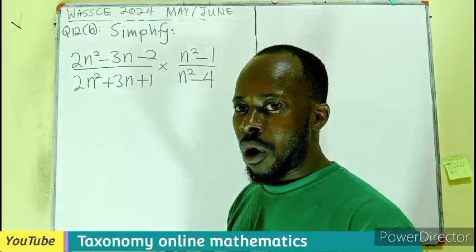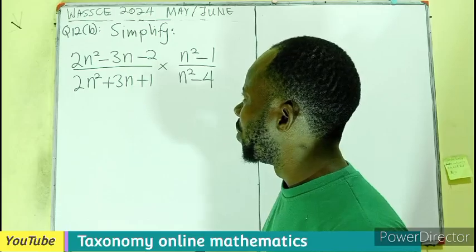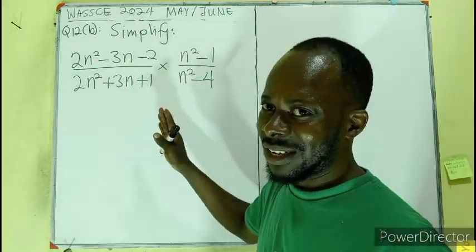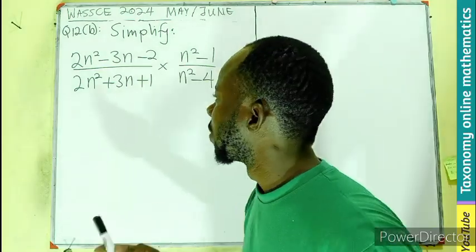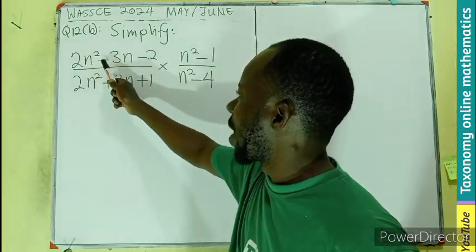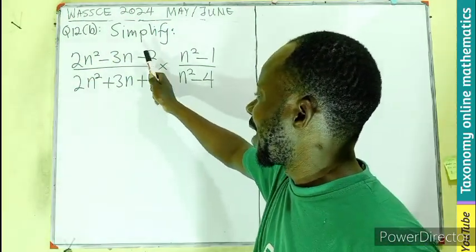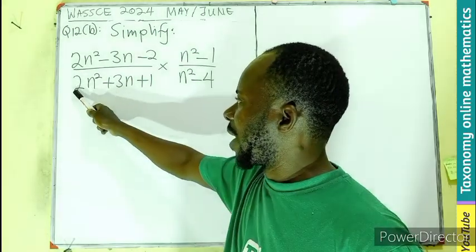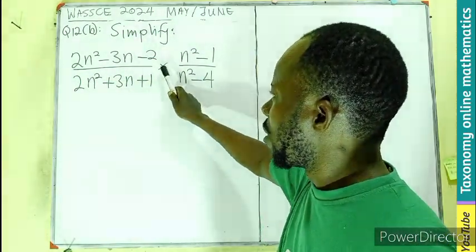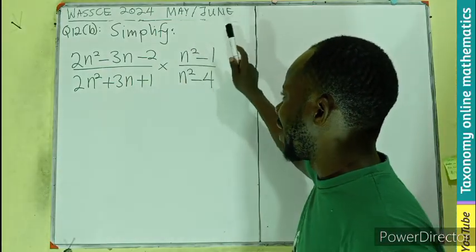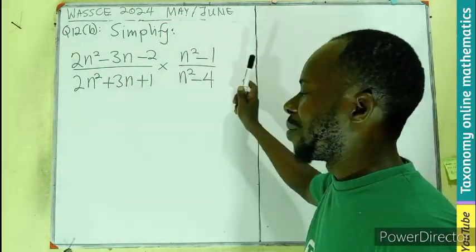The Nigerian core mathematics, question 12B. We have to simplify this. This is on algebraic fractions with a touch of quadratic equation. So we have (2n squared minus 3n minus 2) divided by (2n squared plus 3n plus 1), multiplying the fraction (n squared minus 1) over (n squared minus 4).